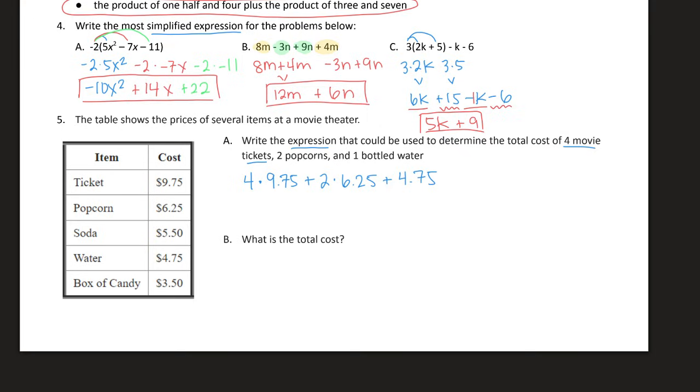And then part B is asking what's the total cost. So we can go ahead and just put that into a calculator. And the total cost is going to be $56.25.